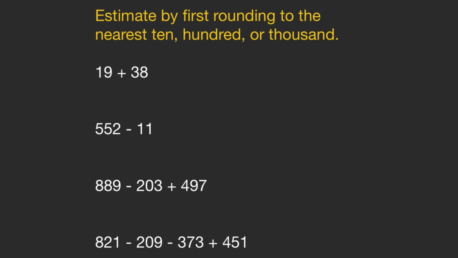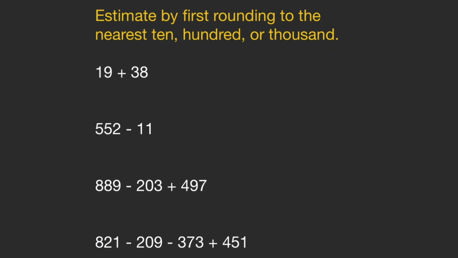When we're talking about estimating, what we want to do is round first, so that we get a number that's close to our answer. We're not looking for the exact answer when we do this. We want to get something that's close, so that we can have a rough idea of what the answer is somewhere around. It's actually a great way to check your work to see if you're close, and it's also really useful in the real world.